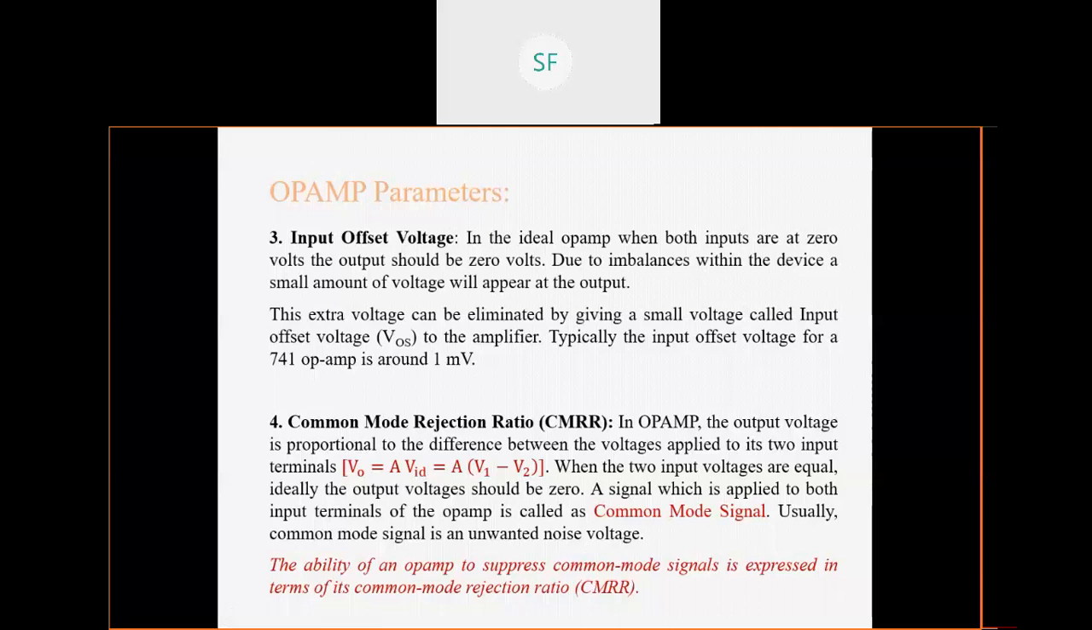So basically the noise is treated as common mode signal. Okay, and what is actually a CMRR? That is the ability of an op-amp to suppress common mode signals. Now just assume that the example of a common mode signal is noise. Is noise desirable or undesirable? It is certainly undesirable. We don't want any kind of noise in our electronic devices.